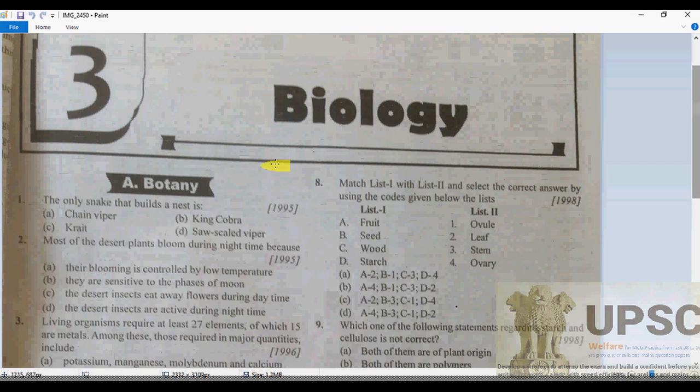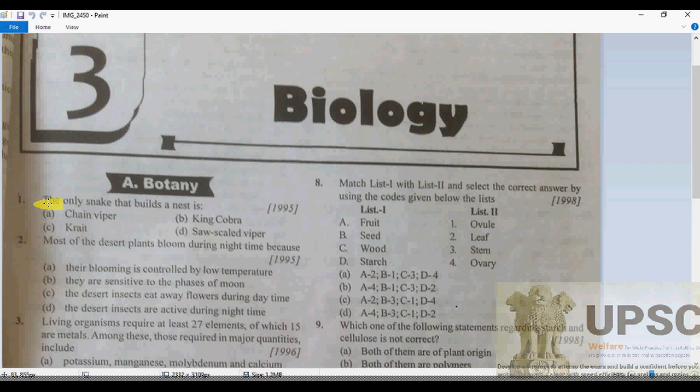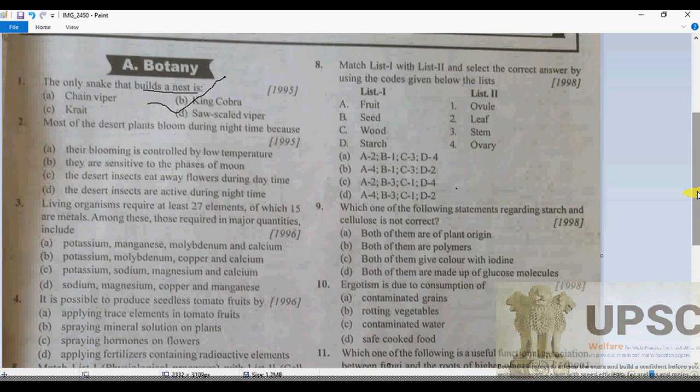So first, see, only a snake that builds a nest. As we know, generally a snake lives in a house, but the king cobra is a snake that lives in a nest and also builds a nest.